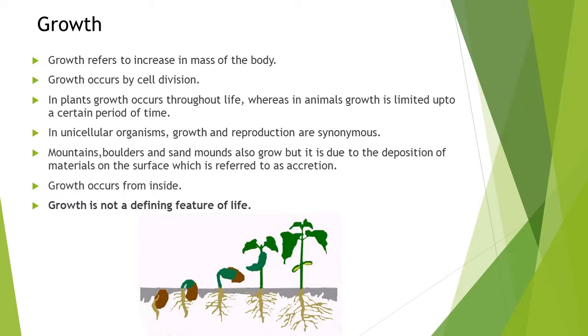In plants, growth takes place throughout their life because of the presence of meristematic tissues, which keep on dividing throughout life. But in case of animals, that is not the case. In animals, growth takes place only up to a certain period of time.